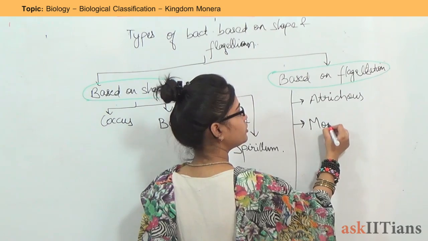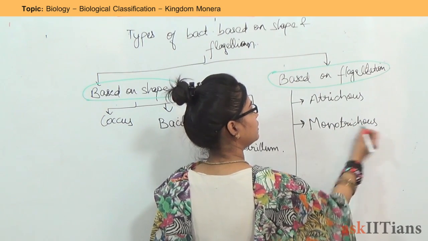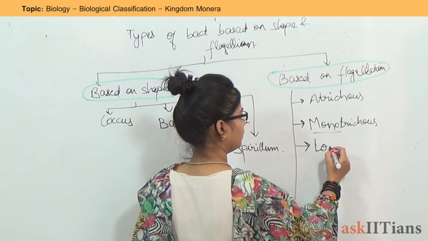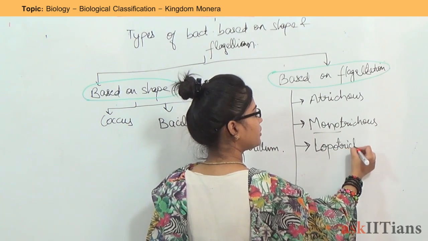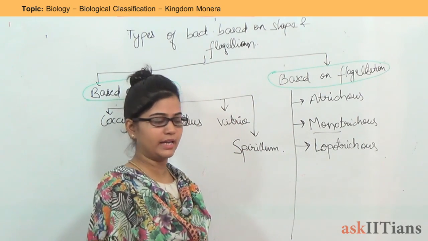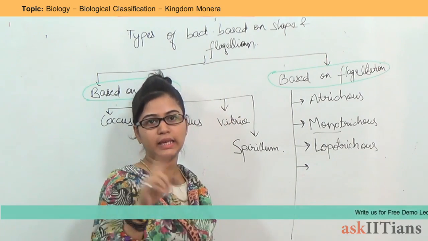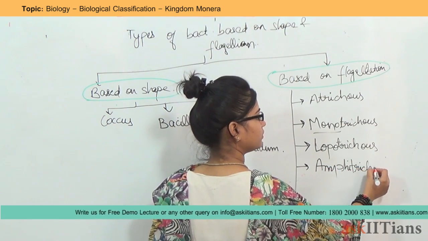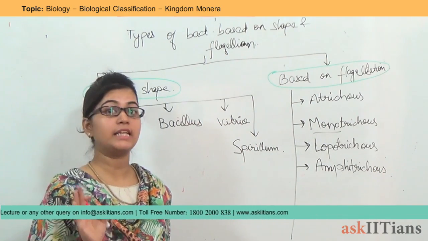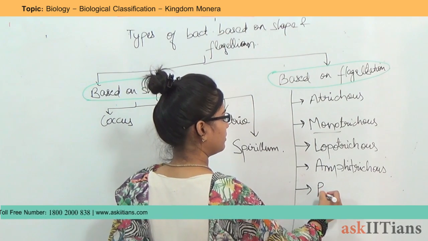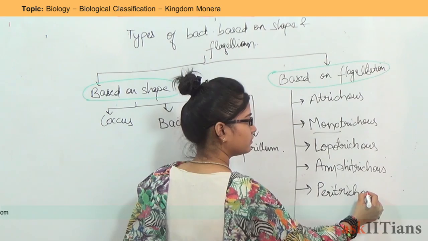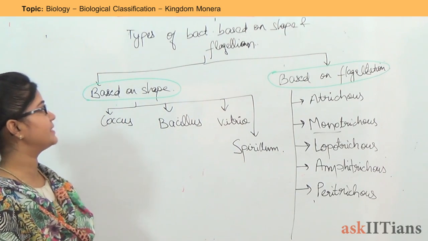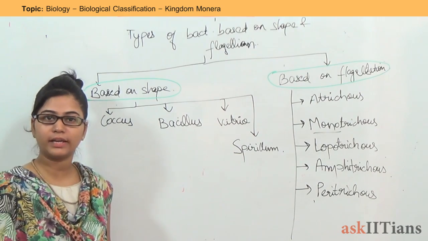Next is monotrichous, with flagella at one single end. Okay. Next comes amphitrichous. Single flagella is present at each end. Then comes peritrichous. In this, flagella are present all over the body. So these are a few examples of the bacteria based on their shape and flagellation.